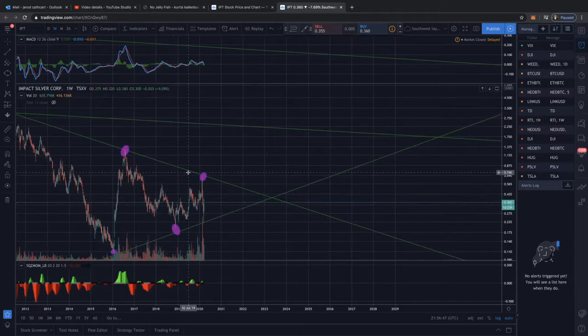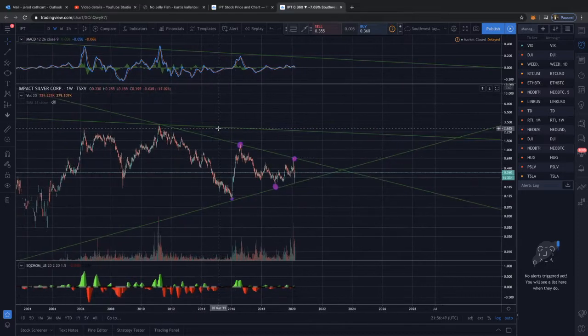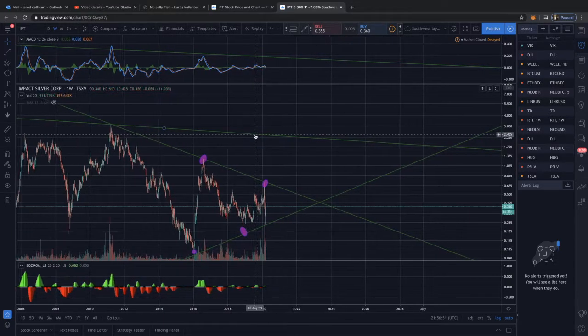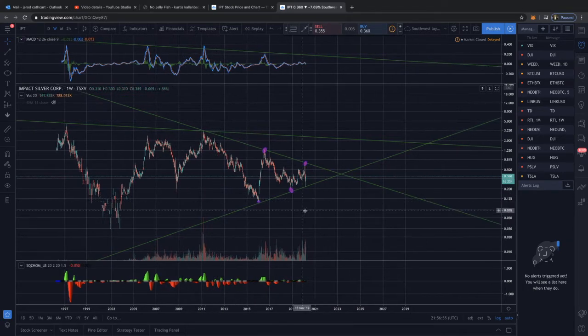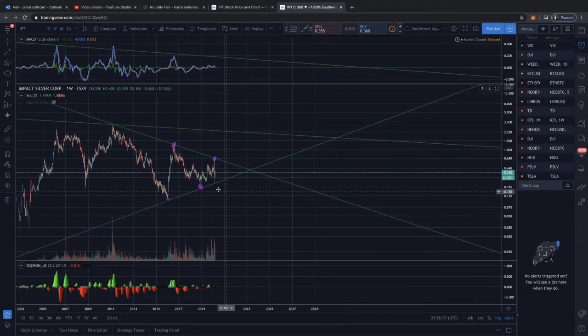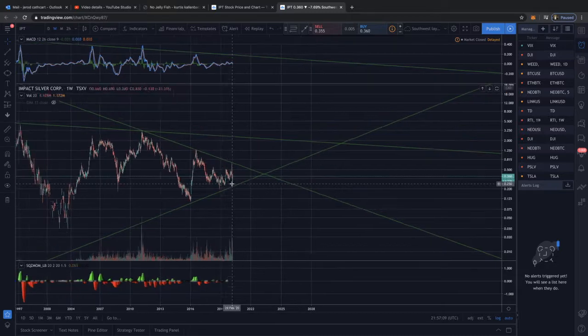I'm not really sure what Impact Silver Corp is. It must be a silver mining company, perhaps. And if that's the case, then it might have a little bit different price action than silver. But in lieu of the current situation out there, I don't think that industries involved with silver are necessarily a bad play.